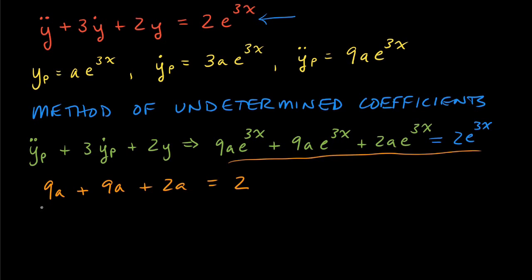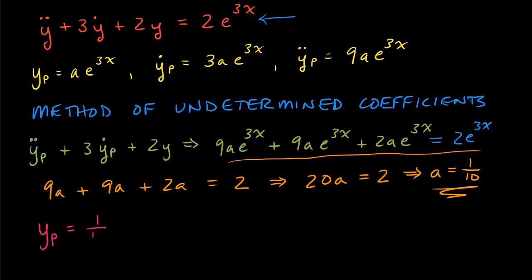Well, we can add all this up together, and when we do that, we get 20a equals 2, and that tells us that a equals 1/10. Right, so that's going to be our now determined coefficient. And so then we can go back and we can rewrite y sub p, the particular solution, as y sub p is going to be 1/10 e to the 3x.